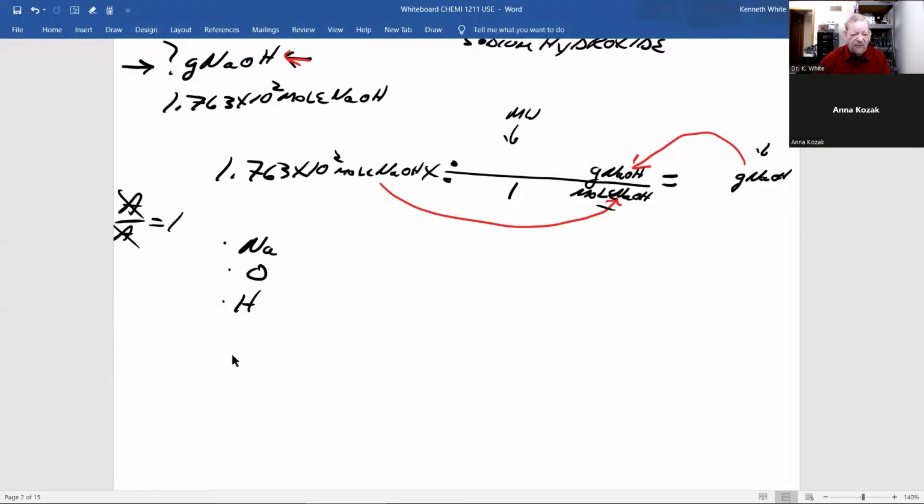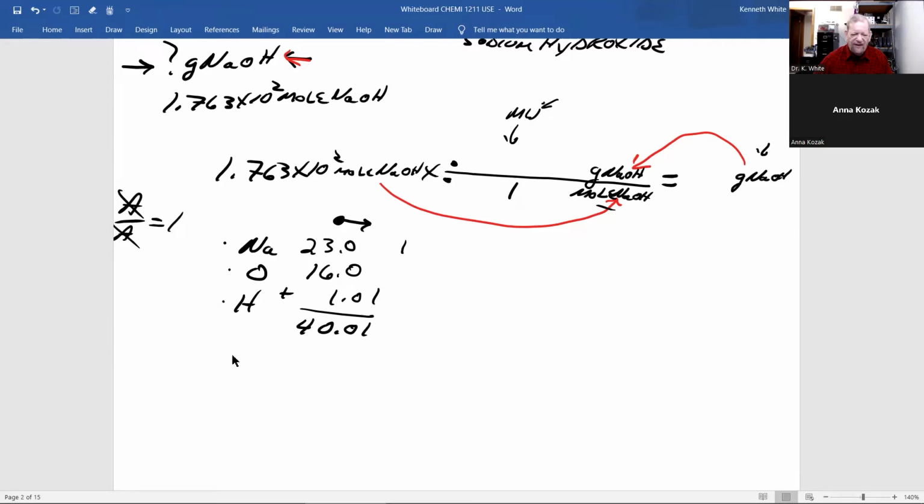So the sum of the atomic weights is the molecular weight, and I have 23.0. There's only one, so I don't have to worry about multiplying. Oxygen is 16.0, and hydrogen is 1.01. We'll add them up together, and keep an eye on me. We get 40.01. Now, when you add, you have the same number of significant figures to the right of the decimal point as the number with the fewest significant figures.